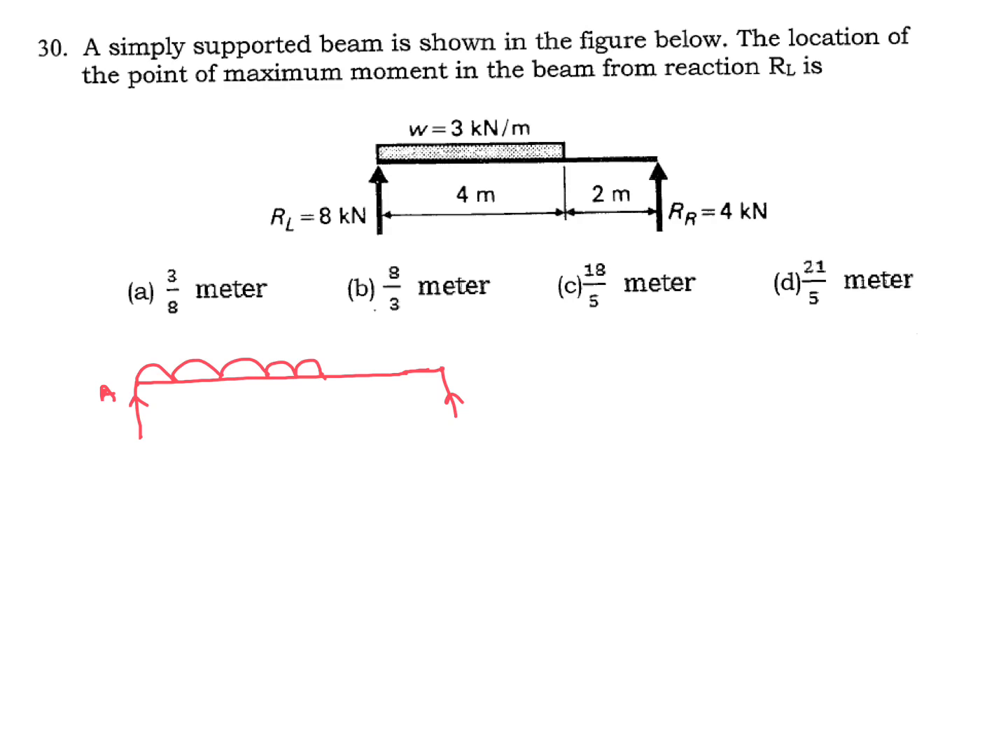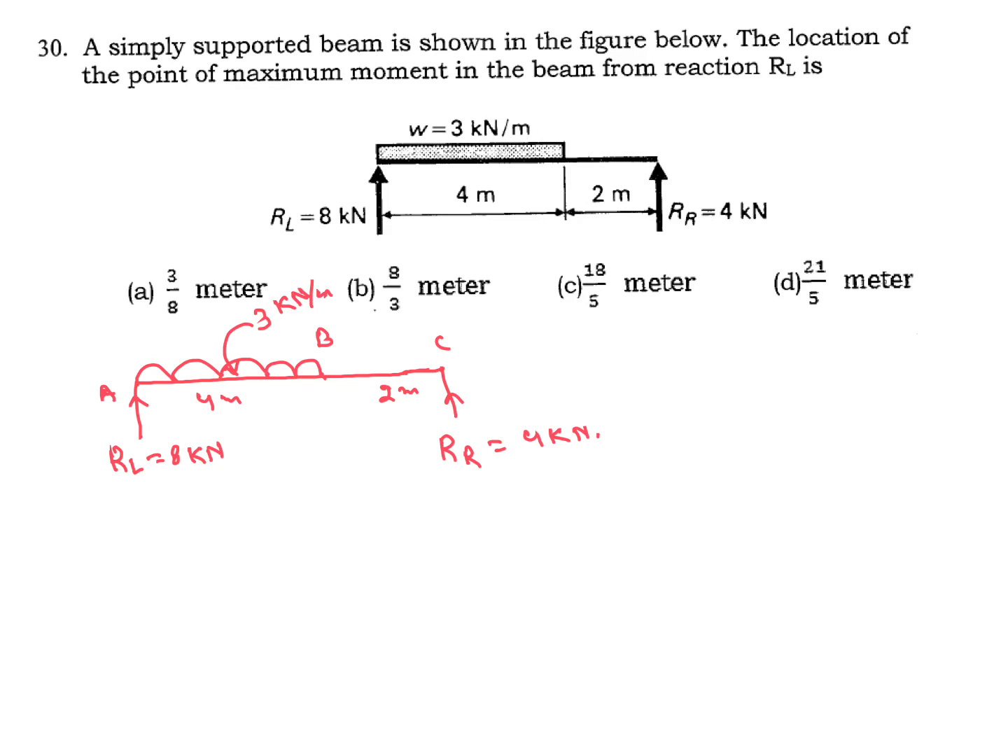C, 4 meter, 2 meter. This is RL equal to RL already given. Reaction at A, RR reaction at C, 4 kilonewton. Here it's 3 kilonewton per meter. AB distance, BC distance given.